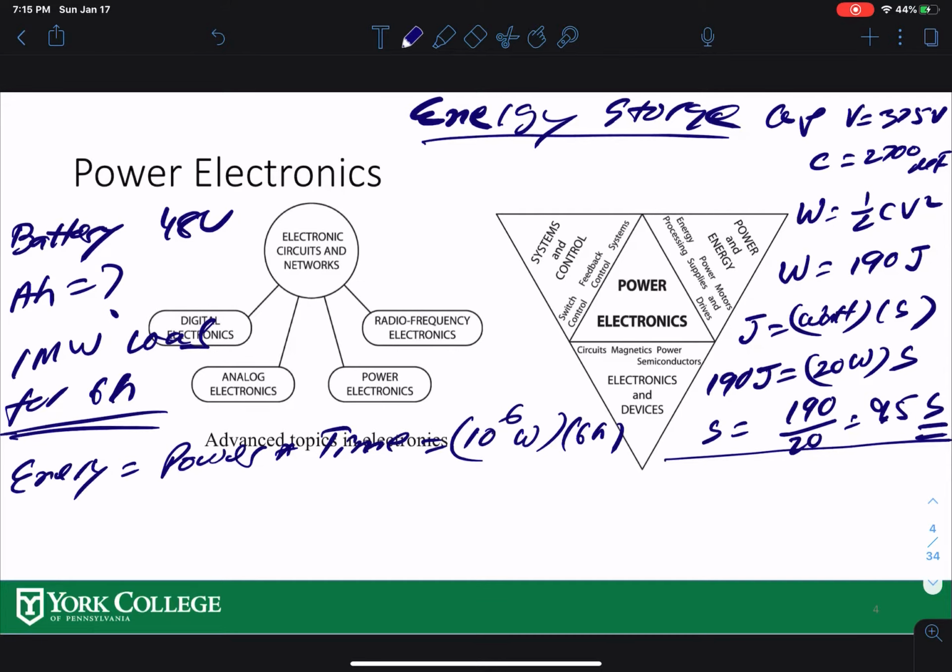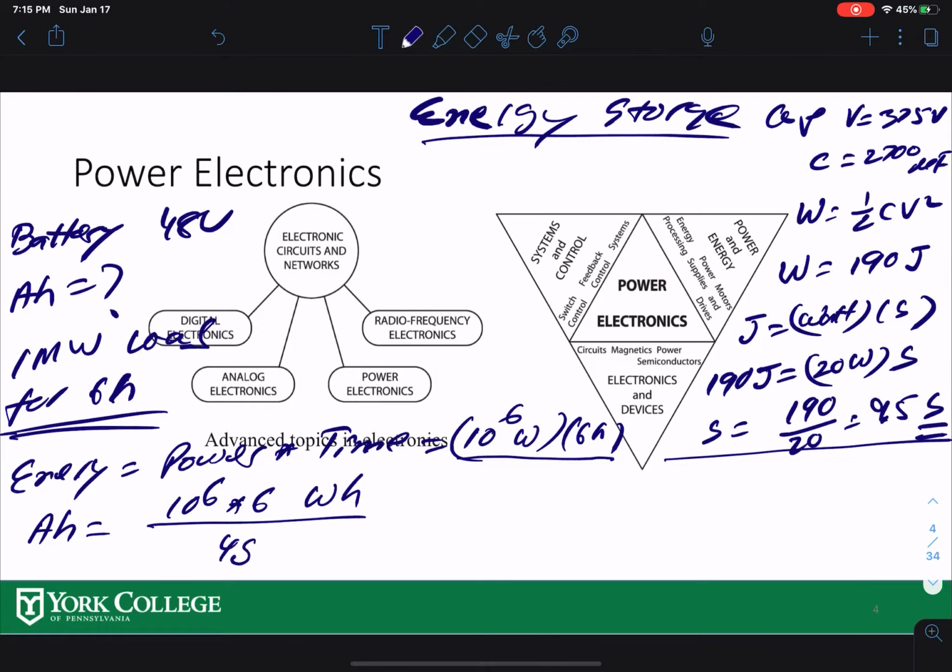So then the battery capacity is in amp hour. How do you get the amp hour? Energy is in watt hour, so 10 to the 6 times 6 watt hour divided by voltage, which is 48 volts, will give you amp hour. So watt hour divided by voltage gives the amp hour. If you do the math, that would be 125,000 amp hour. So now you need a battery capacity of 125,000 amp hour.